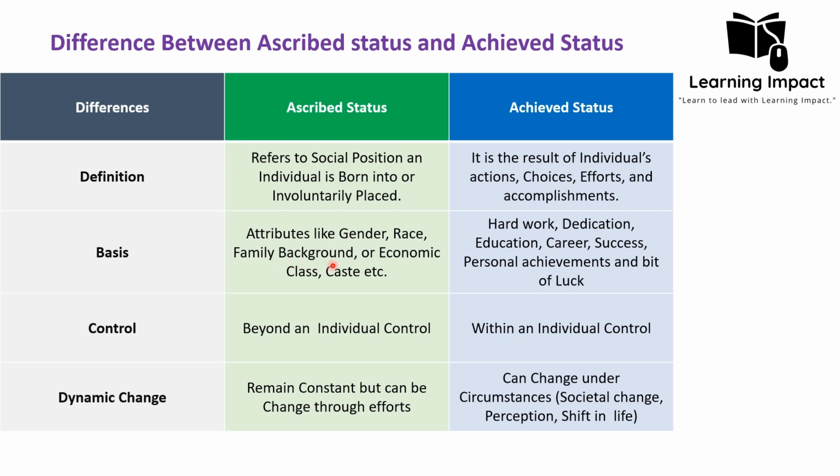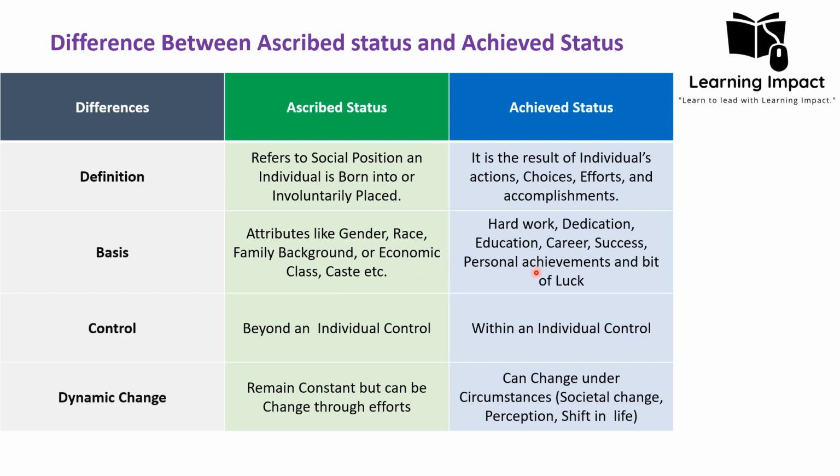Family group, family background, or economic class. Someone is born in a rich or poor family, so this is his ascribed status which has been assigned to him by birth. A caste system, like someone born as a Dalit or Brahman, so this is the caste which has been assigned to him depending on the family background. So this is the ascribed status.